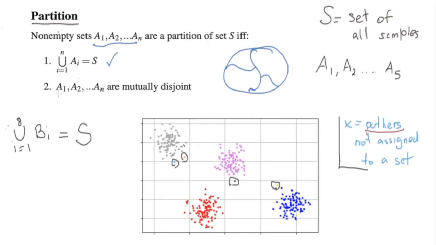And then the other requirement is that all of those component sets of the partition, A1, A2 to AN, are mutually disjoint. That means there's no element which appears in 2 or more of the sets simultaneously. So this would be a perfect example of a partition, right? There are 8 sets, all of them are non-empty. If we take the union of all 8 sets, we end up with the entire set of samples, and all of the sets are mutually disjoint. They don't have any members in common. So this would be a perfect example of a partition.